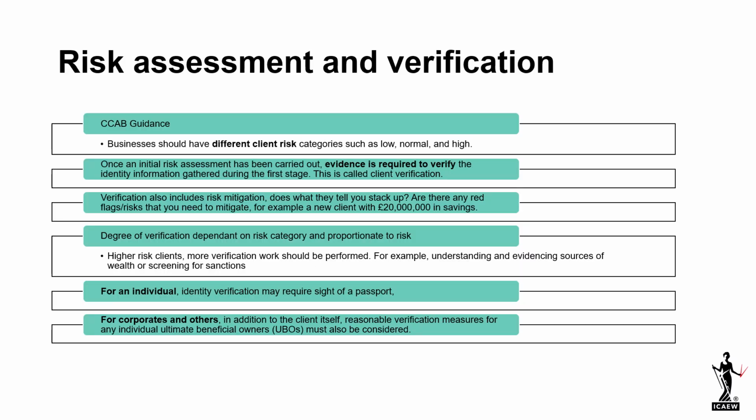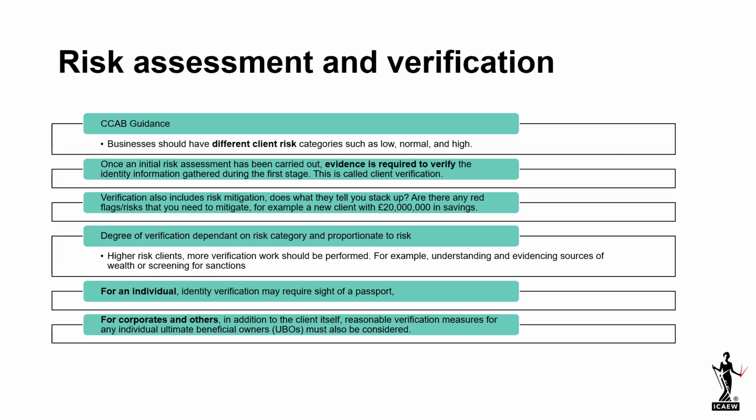So we've talked to client identification or know your client. Then you've got stage 2 of customer due diligence, which is the risk assessment. And then you've got stage 3, which is verification. So part 2 of this series talks about risk assessment. But basically, CCAB guidance talks about having different client risk categories, maybe low, normal, and high. So you carry out your initial risk assessment, and then you might need to get evidence to verify the identity information gathered during the first stage, client verification, but also that verification may include risk mitigation.